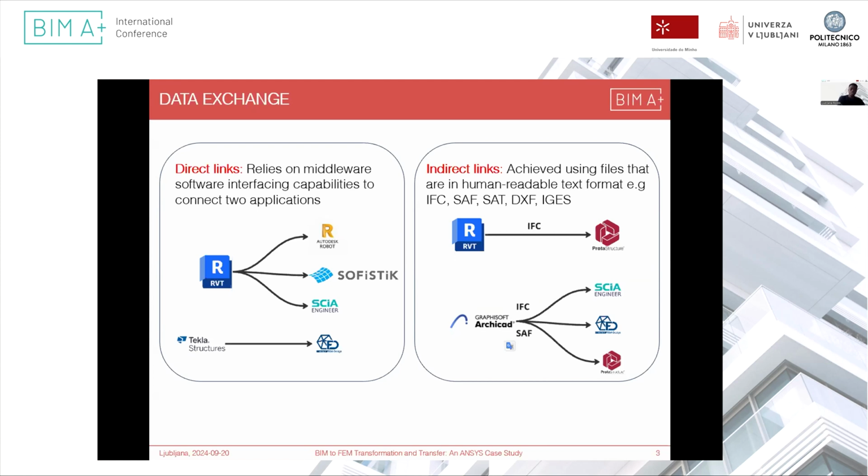Whereas on the other hand, indirect links are achieved using file formats that are in human-readable text formats. For example, the Industry Foundation Classes, which is a data schema developed by buildingSMART, and also the Structural Analysis Format, the SAF, which is developed by the Nemetschek group. These two data schemas are open source, and they are rich with both the geometrical information and the analytical information, such as the cross-section properties, the density, the Young's modulus, the Poisson's ratio.